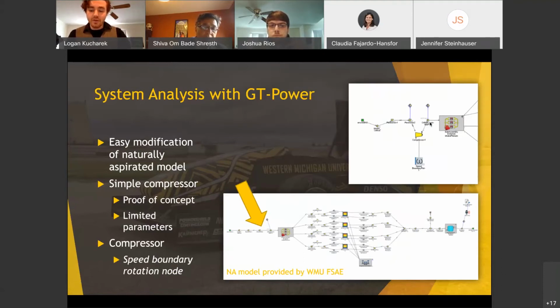In place of a turbine shaft input, a simulated prescribed angular velocity is utilized via the speed boundary rotation node. The speed boundary, therefore, would drive the compressor at any specified speed.